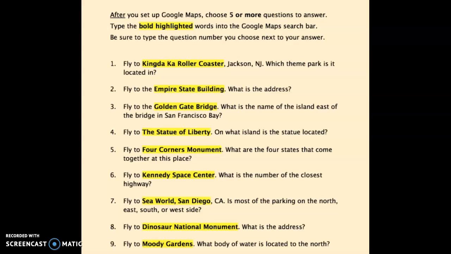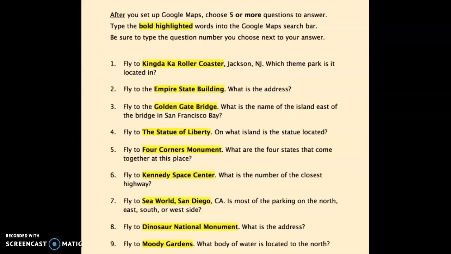The first question says, fly to Kingda Ka roller coaster, Jackson, New Jersey. Which theme park is it located in? Number 2 says, fly to the Empire State Building. What is the address?